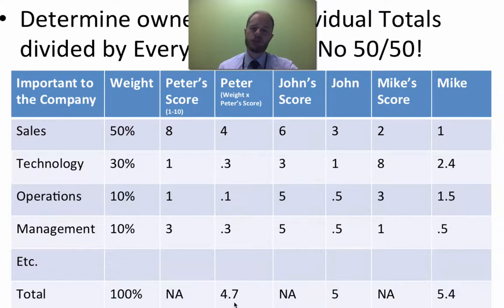So now we have Peter's weight, my weight, and Mike's weight. Next thing, we need to add those up. So we're going to add 4.7 plus 5 for me, plus 4.5 for Mike, and we get 15.1. So that's our total points. So I'll take 4.7 divided by 15.1 to get Peter's ownership. Then we'll take my 5 divided by 15.1 and get my ownership. And then the same for Mike, 5.4 divided by 15.1 to get Mike's ownership.